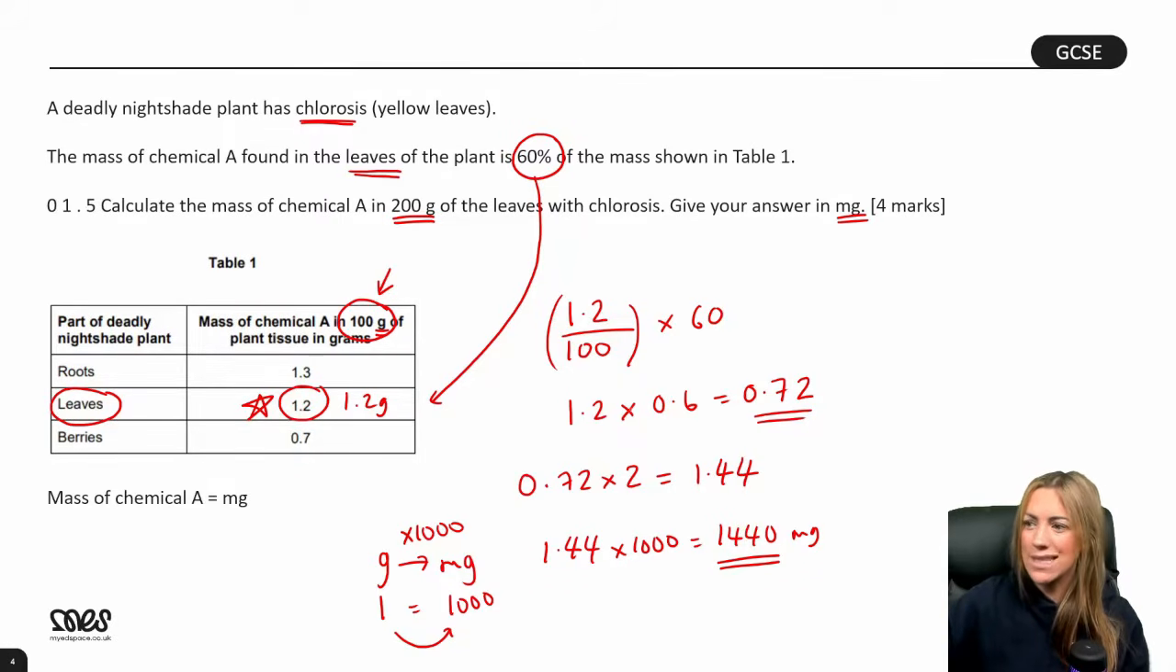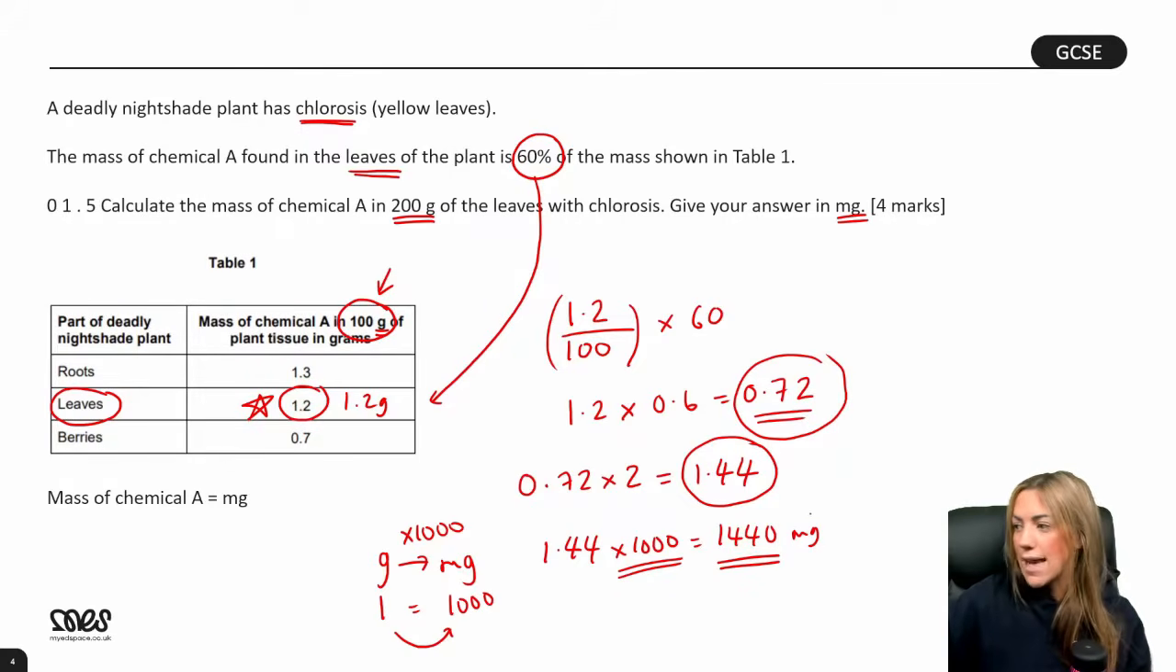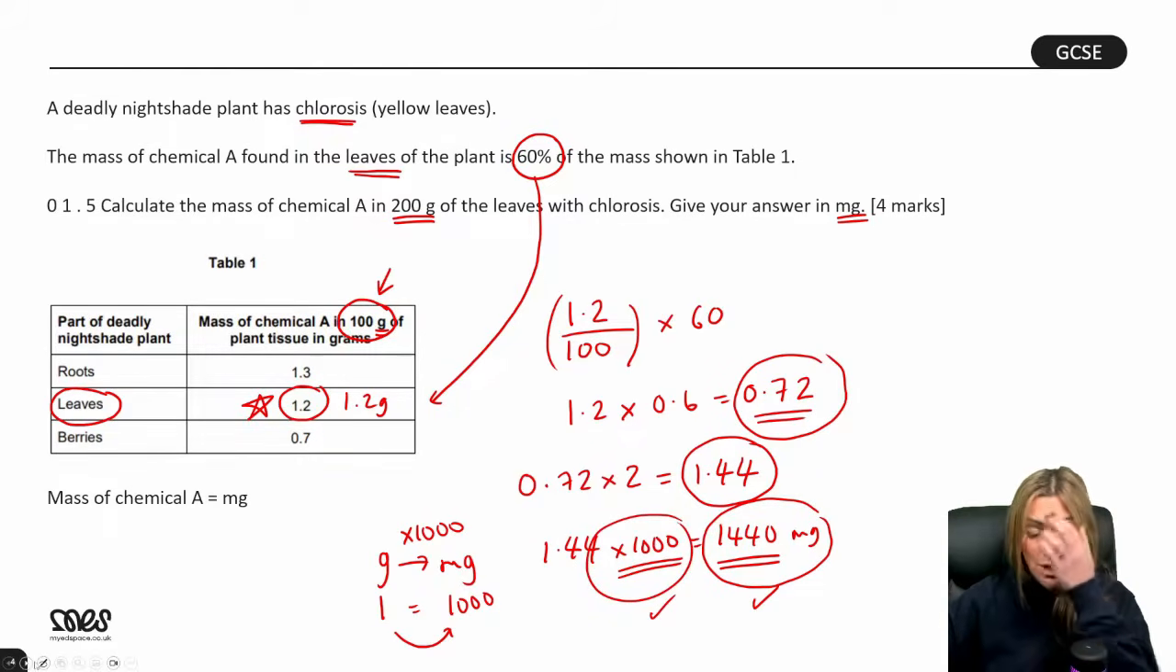So let's go through the mark points again. If you work out what 60% of 1.2 is, you're going to get marking point 1. If you times that by 2 to find the mass in 200 grams, you're going to get marking point 2. If you multiply that by 1,000, so you're converting it to milligrams, you're going to get marking point 3. And if you get the final correct answer of 1,440 milligrams, you're going to get marking point 4. Okay? Show your working, because if you don't get the final answer correct, you can still get marks along the way for all of your working out.